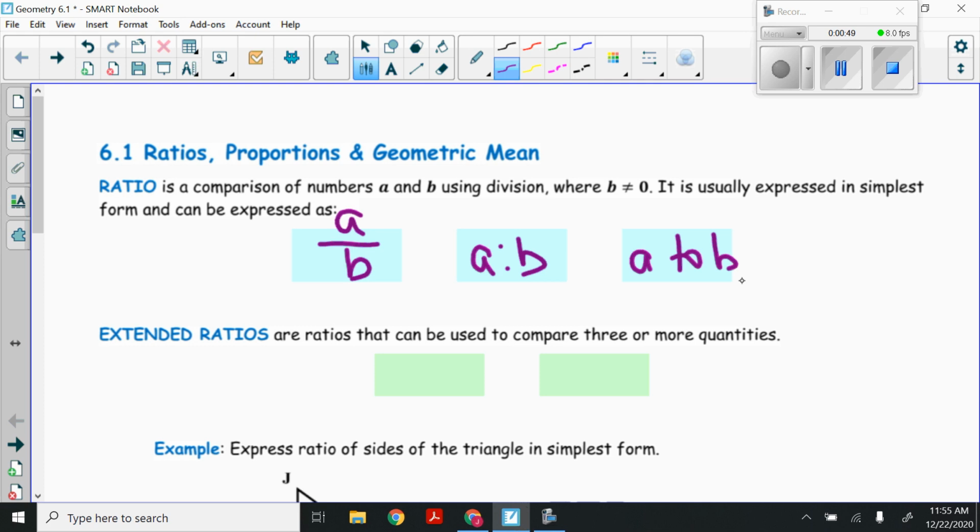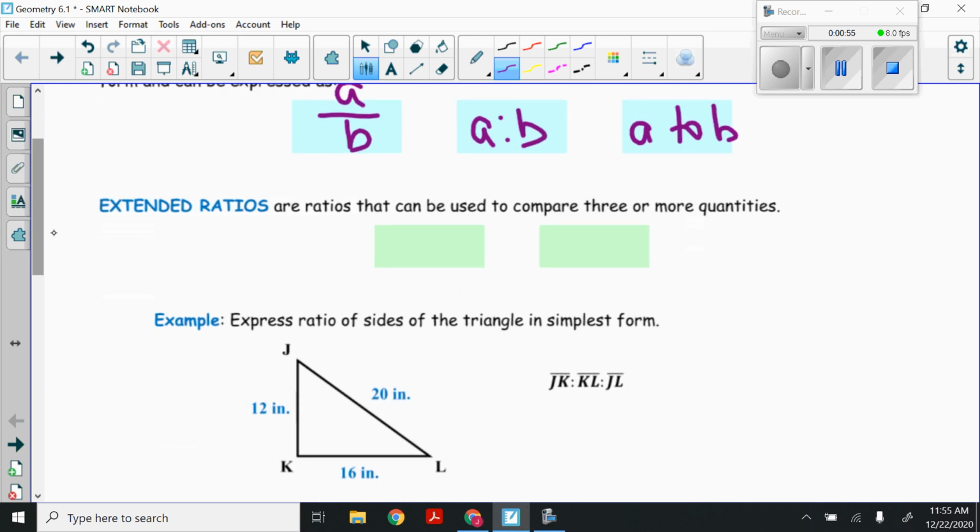An extended ratio is a ratio that can be used to compare three or more quantities. So this is where we would have A, B, and C. We could say A to B to C, or if we had 4, we could say A to B to C to D. So that would be an extended ratio.